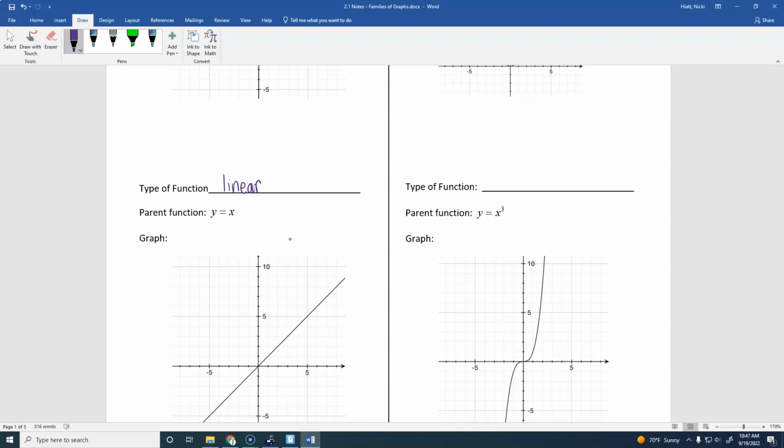Okay, linear functions you should be very familiar with. Okay, the parent function for a linear function is y equals x. That is just a line that has a slope of 1 and a y-intercept of 0.